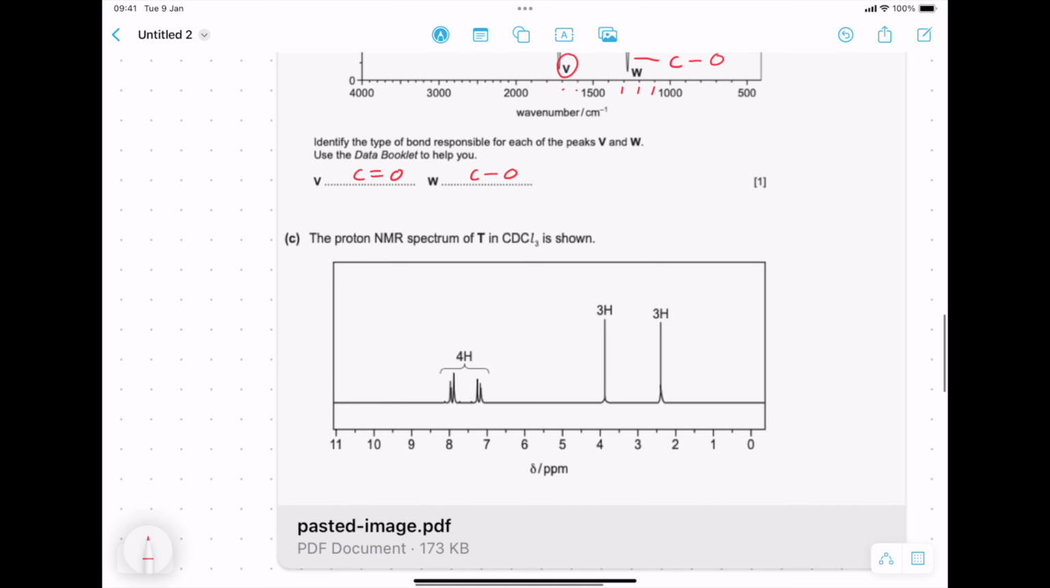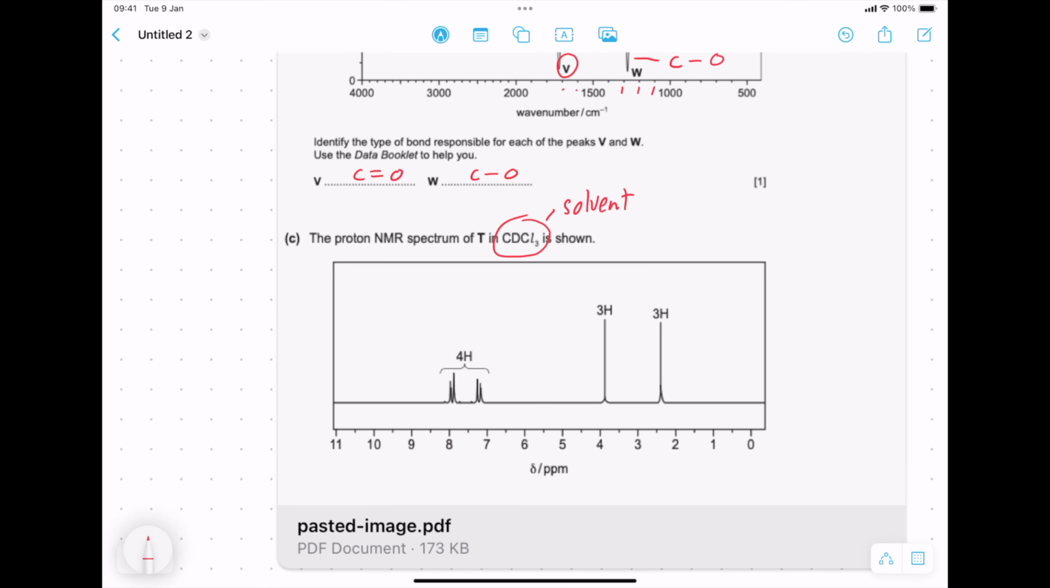Lastly, we have the NMR spectra, and they've mentioned CDCl3. So that is the solvent to dissolve the molecule in. Solvents in NMR can't really have a presence of hydrogen because it interferes with the signal. So if you're wondering what CDCl3 is, it's just the solvent.